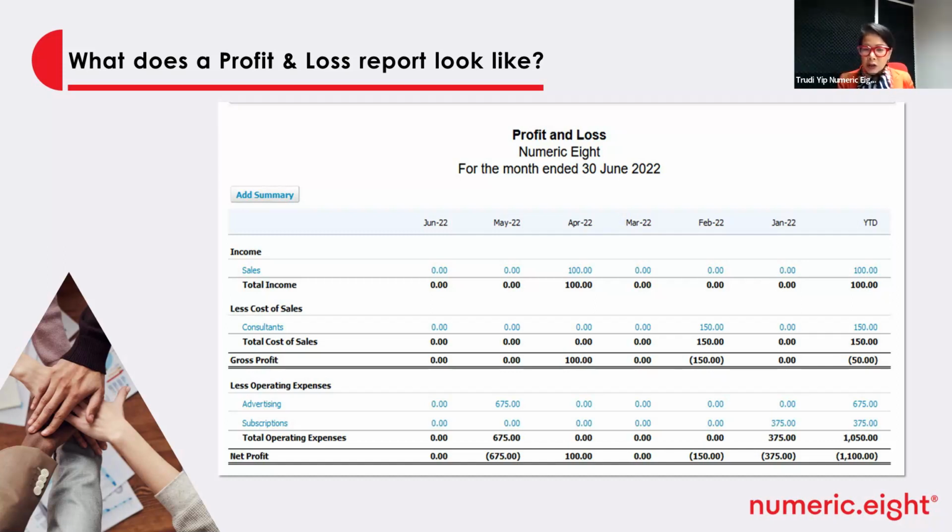If it costs maintenance on your website, or you've got to employ someone to upgrade and update your online tool, that would be a cost of sale. So anything that's directly related to you getting that sale is a cost of sale.